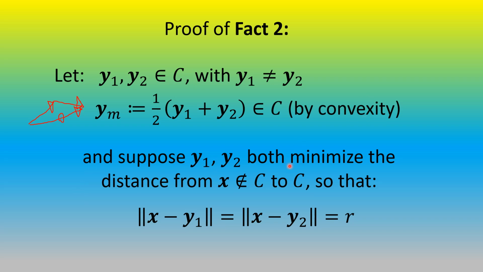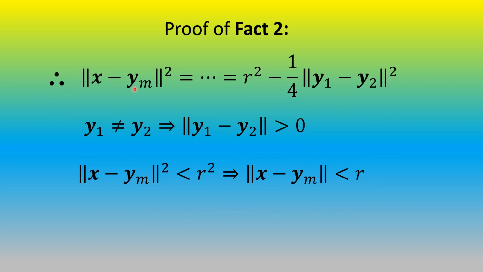Suppose y1 and y2 both minimize the distance from x, which is not in C, to C, so that the distance between x and y1 is equal to the distance between x and y2, which is equal to r. Therefore, the norm of x minus y sub m squared, after some algebra, is equal to r squared minus 1/4 of the norm of y1 minus y2 squared. Since y1 is not equal to y2, the norm of y1 minus y2 must be greater than 0, because the norm is not 0.